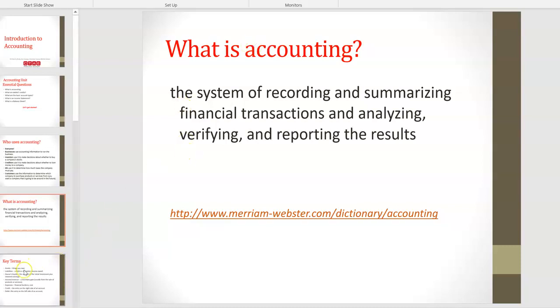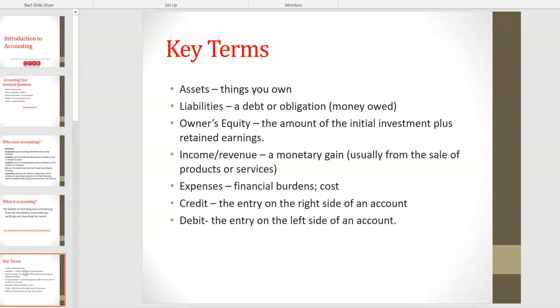So let's move on and look at some key terms that relate to accounting. Some of the terms that you should be familiar with are the four major account types, and that will include assets, liabilities, income/revenue, and then expenses. Owner's equity is not necessarily an account type, but we will talk about what owner's equity is a little bit later. But again, assets, liabilities, income, and expenses are the major account types.